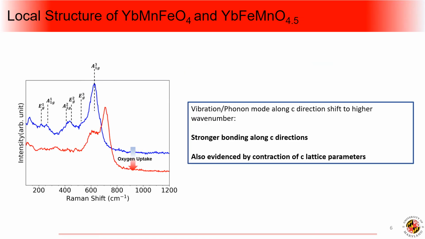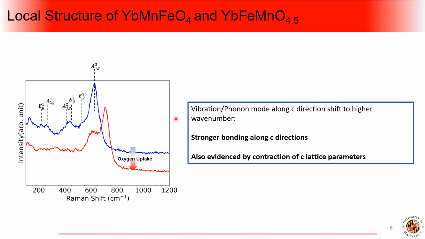Here, we look at how the oxygen uptake influences the local structure of the material. The first thing we did was to use Raman spectra to characterize the material. Here are the spectra for the material before and after the oxygen uptake. The major difference that we have observed lies in this A1g peak. We see that after the oxygen uptake, this A1g peak blue shifts to a higher wave number.